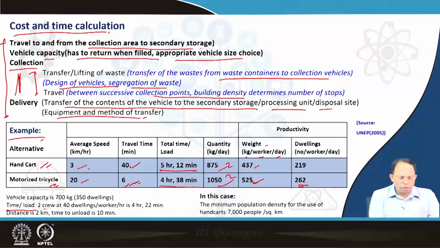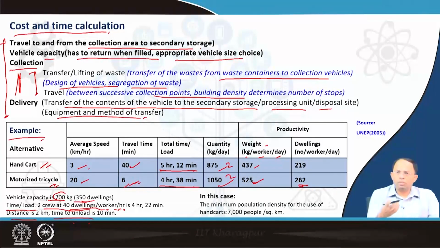Time to load: 2 crew at 40 dwellings. So the loading rate is 40 dwellings per worker per hour. That is how much time it takes for loading waste into this particular vehicle. It means the crew has to go to the building, carry the garbage and load it into the vehicle, so that per worker per hour they can cover around 40 dwellings. So we can determine the manpower requirement based on the density of that particular area. We can determine vehicle capacity based on how many dwellings I can cover and the total amount of waste generated. Then the distance of travel from the transfer point or the storage point to that particular collection area or along that particular route.